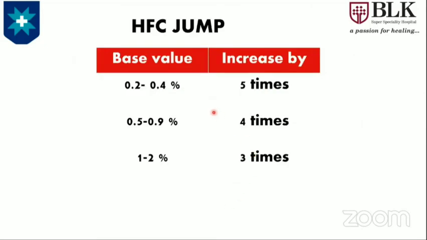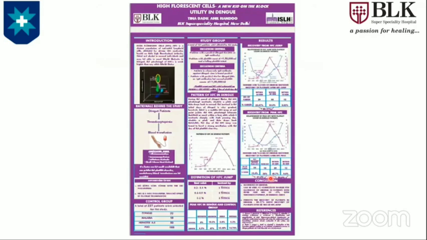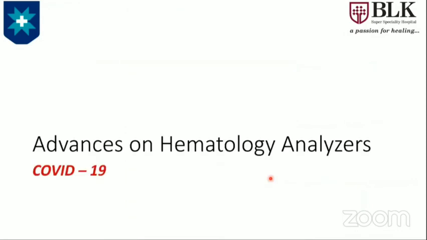And what do you mean by jump? You're looking at a base value of 0.4 going up 5 times, 0.9 going up 4 times, and 1 to 2 going up 3 times. This is how we defined a jump. We also demonstrated this in one of the posters at the International Society of Laboratory Hematology meeting just a year or two back.